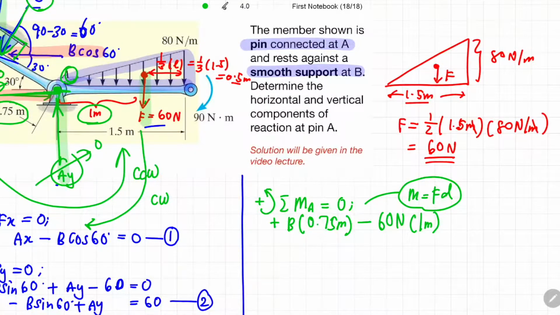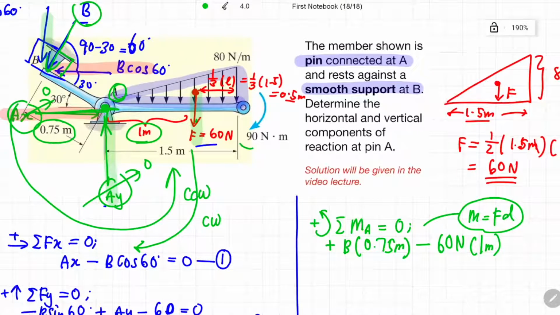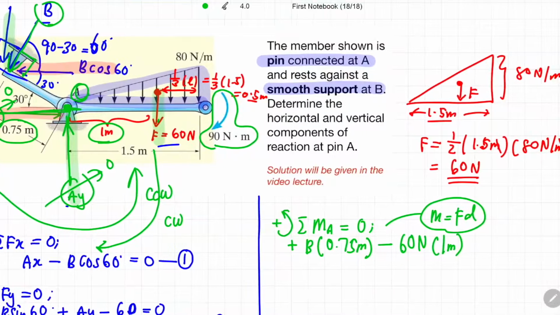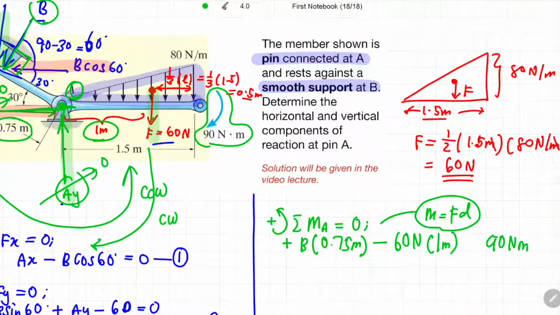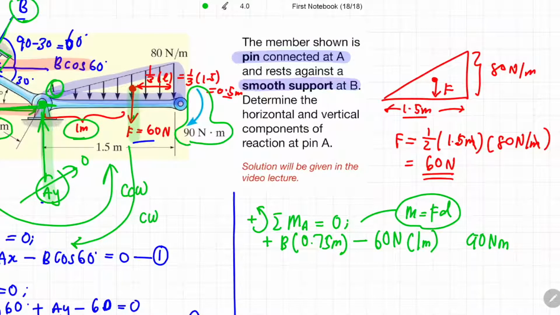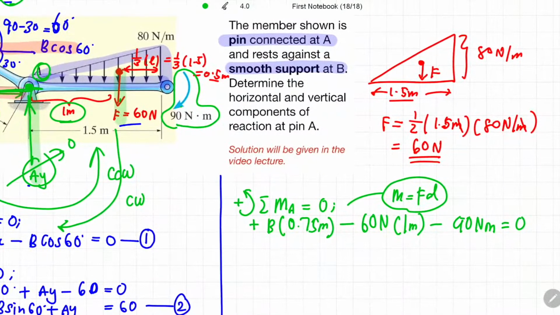Is there anything else? Yes. Don't forget this small part over here. It is already given that there is another additional moment acting on this particular member with the magnitude of 90 Newton meter. So we just put in the 90 Newton meter over here. It's already a moment magnitude, so we don't have to multiply with anything. Looking at its rotation direction, it is clockwise, so it would be negative. So all this summation would be equivalent to 0.